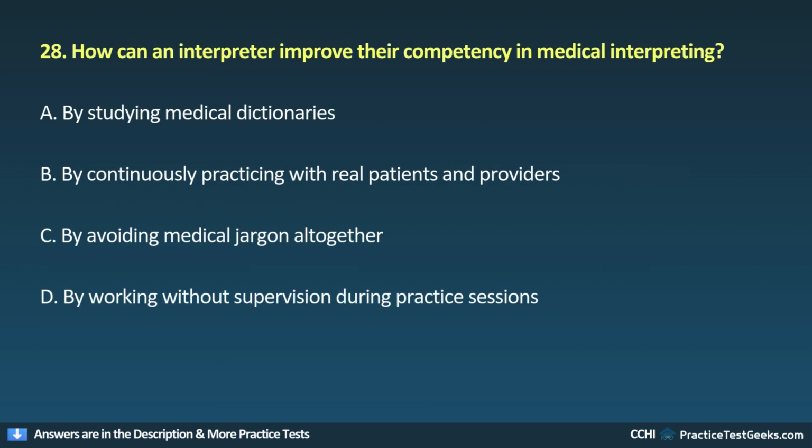28. How can an interpreter improve their competency in medical interpreting? A. By studying medical dictionaries. B. By continuously practicing with real patients and providers. C. By avoiding medical jargon altogether. D. By working without supervision during practice sessions.